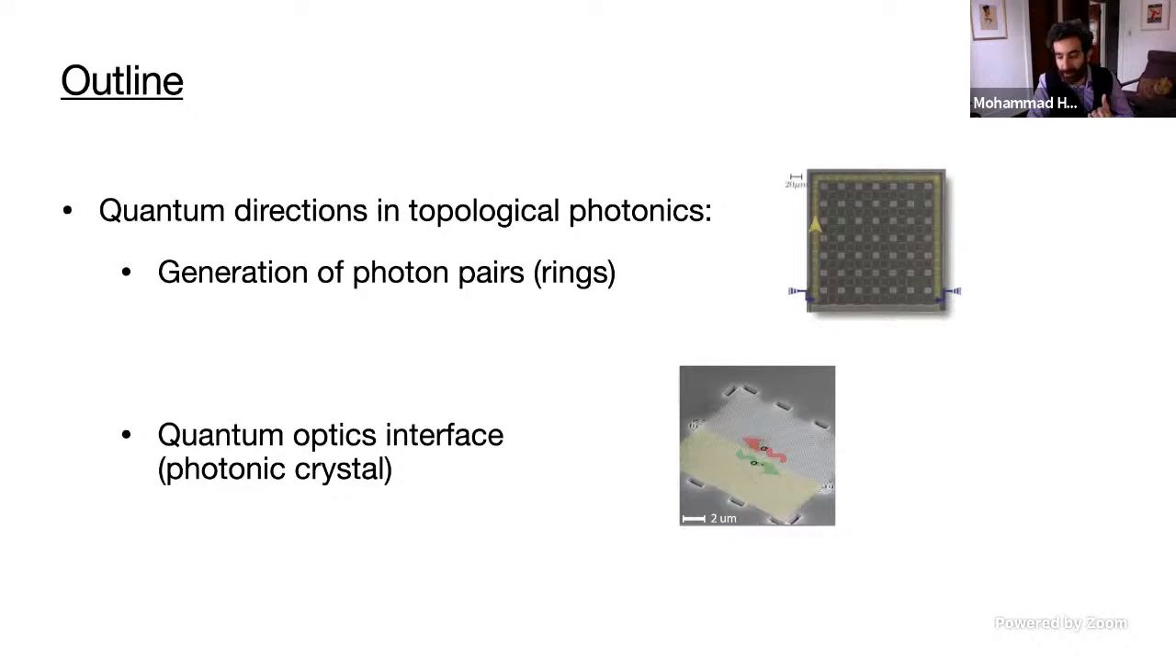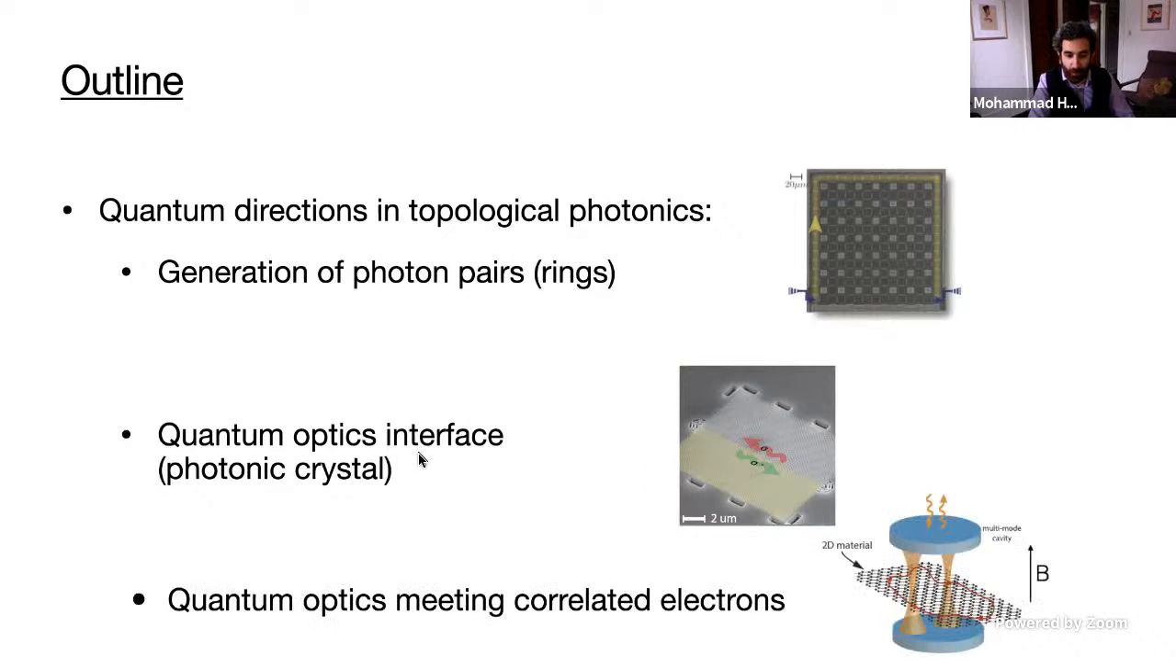So the outline of my talk is that I would like to look at 2 directions. One is the quantum direction in topological photonics, using in particular generation of photon pairs in this platform that we talked about. And then a quantum optical interface, basically implementing these ideas now in photonic crystals, and then looking at how emitters can be strongly coupled to these topological edge states, and whether we can make topological waveguides coupled to emitters strongly, topological resonators coupled to these emitters strongly, etc.